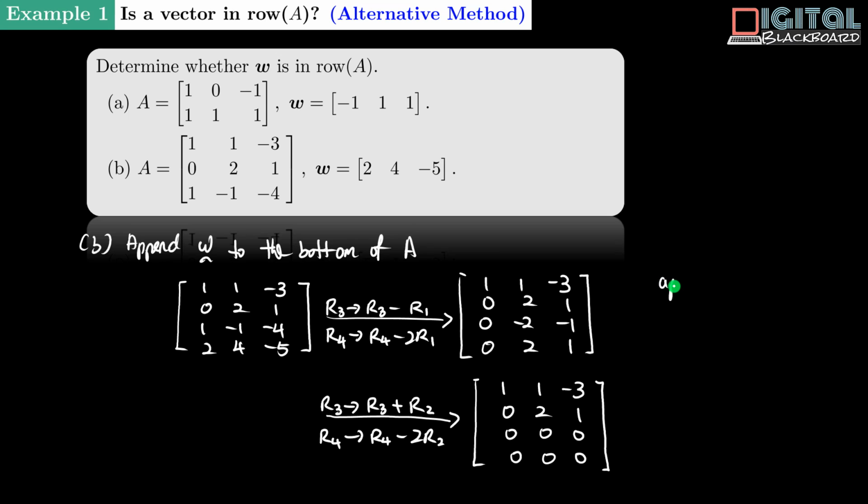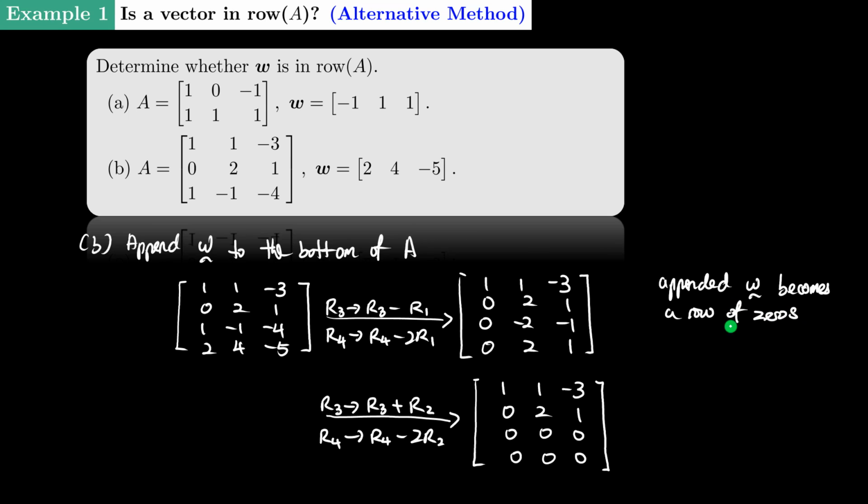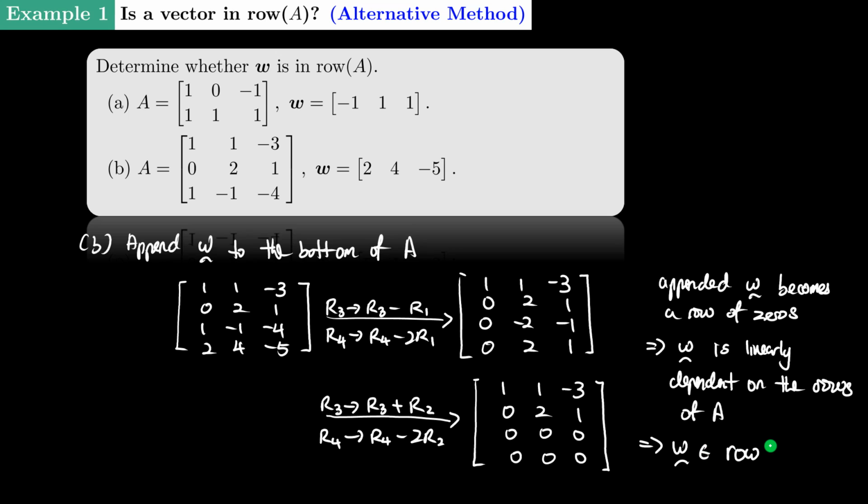So we conclude that since the appended vector W becomes a row of zeros, this implies W is linearly dependent on the rows of matrix A. Then this means that W lies in the row space of A. So that's our answer for part B. And once again, please note that we should never swap the last appended row with any other rows in the original matrix for this method to work.